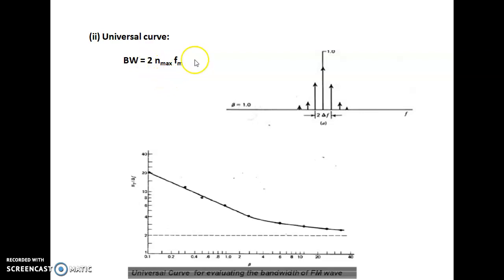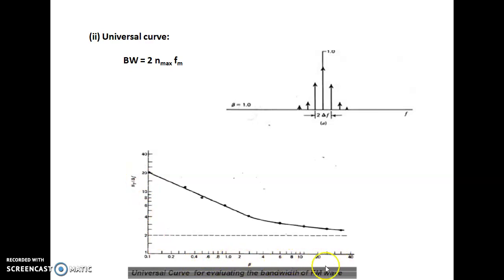Now, what is this universal curve? This universal curve is obtained by plotting your bandwidth. Sorry, this is not visible. This is B by delta F, capital B by delta F. This B is nothing but the bandwidth. So this is a normalized bandwidth because you are dividing it by the frequency deviation, and this is plotted for varied values of beta here.